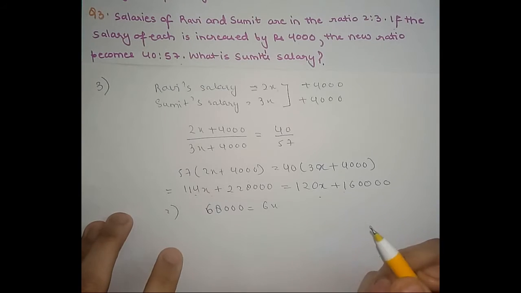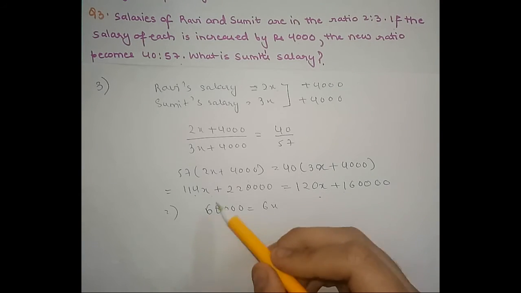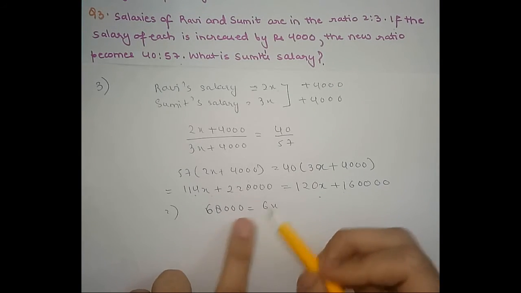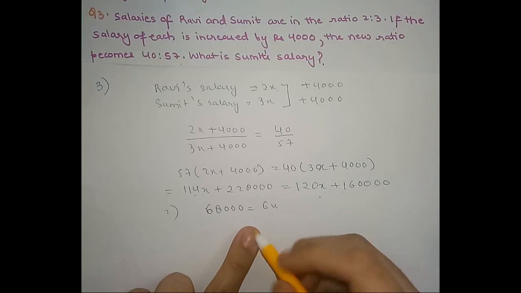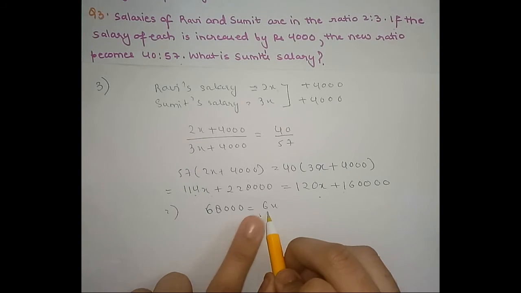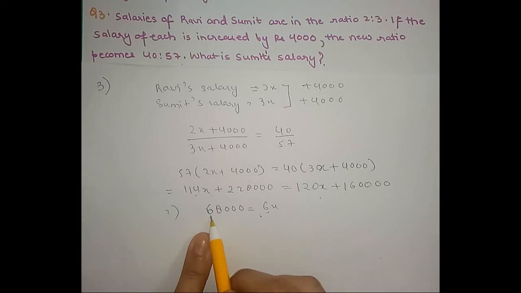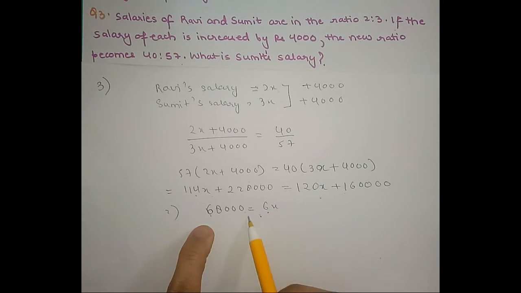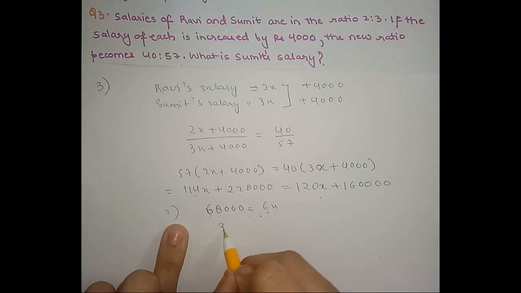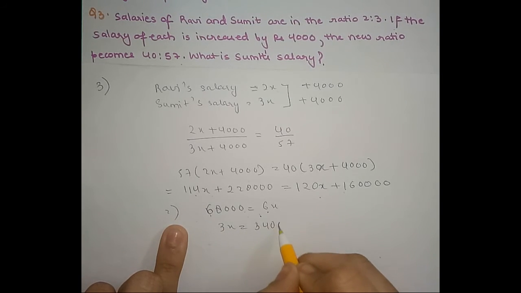Since there are no similar quantities that could eliminate them, if you divide by 2, you will get 3x, since 2 3s are 6x, and 68,000 divided by 2 is 34,000. So it will be 3x is equal to 34,000.